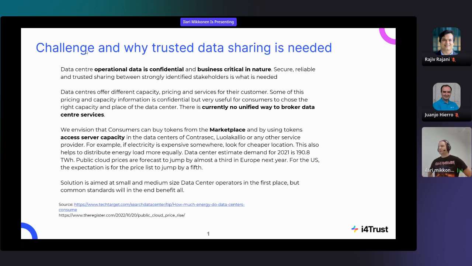And the idea is that in the end, we envision that you go to the marketplace, you buy tokens, and then you access server capacity. It's as easy as that. Currently, if you operate with the big hyperscalers, they have a good monetization strategy. But this is more aimed towards the smaller data center operators that don't have that capacity and don't have that capability.